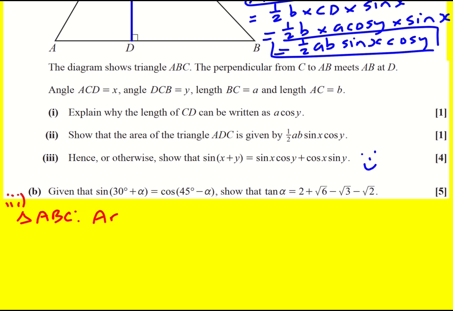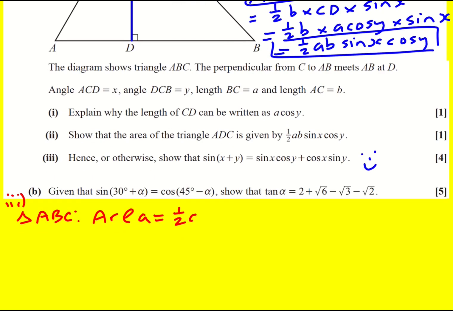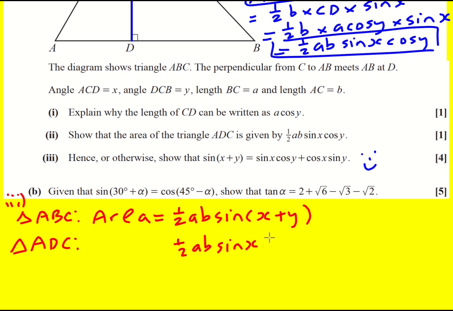So the area is going to be a half times AB times by sine x plus y in brackets. And then remember we've got triangle ADC, that's the one on the left. That was a half AB sine x cos y from part 2.